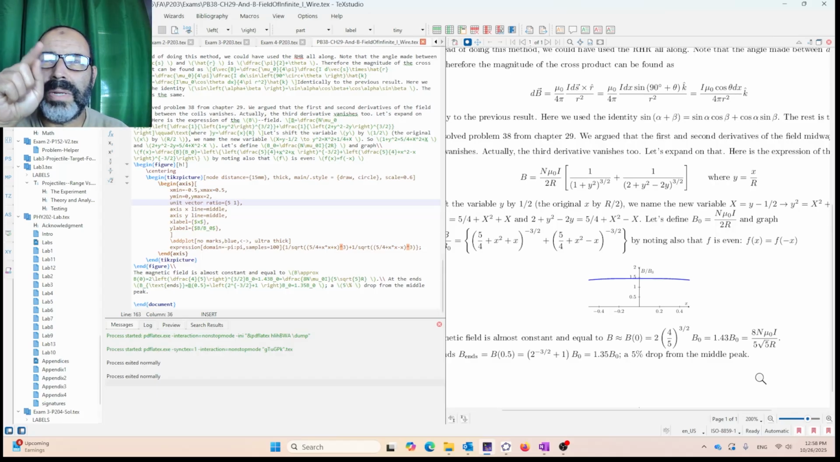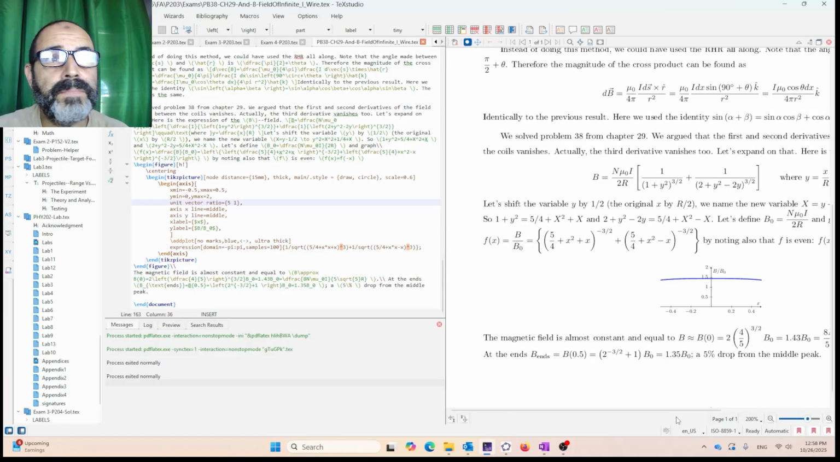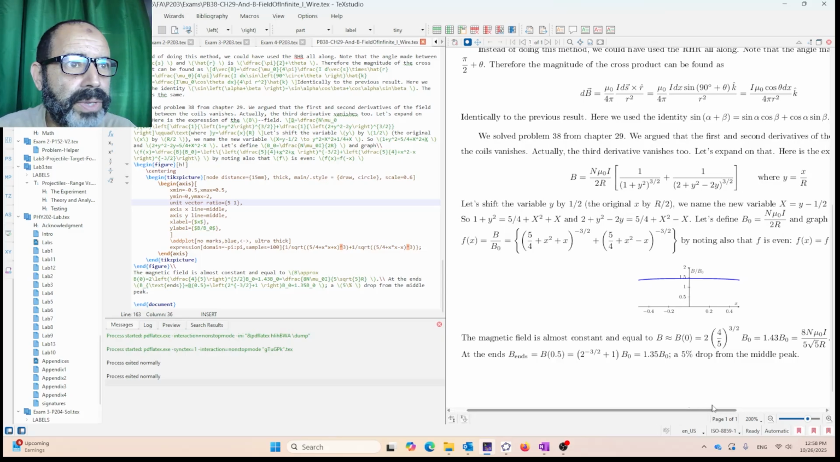in the Taylor expansion, the fourth term starts to appear. The first term, of course, is constant. The first derivative, the second derivative, and the third derivative, all of them vanish. If you want the magnetic field at the edge, that's right where it gets the smallest possible. It drops from 1.43 times B naught to 1.35 B naught, a drop of about 5%.